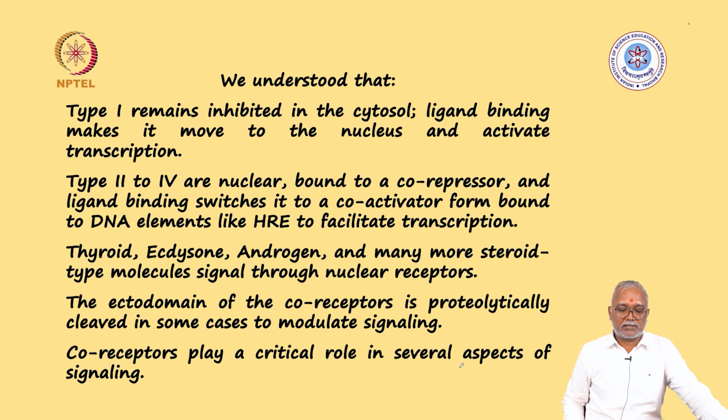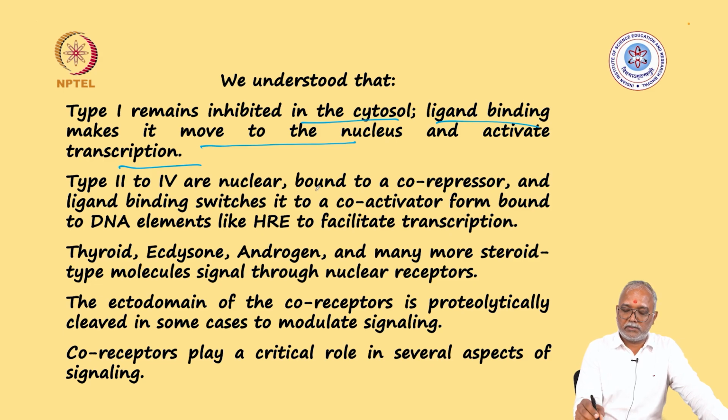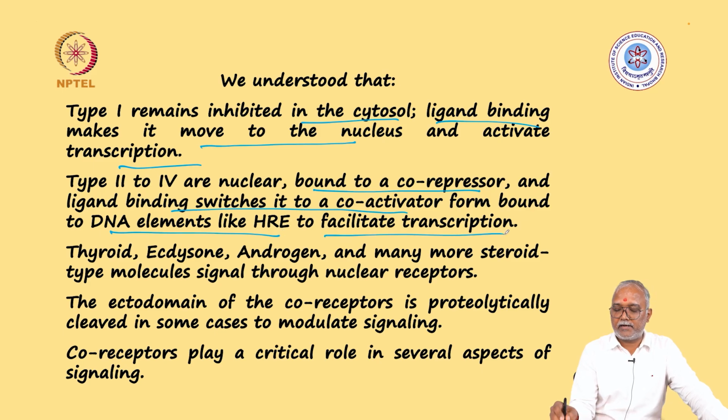So what we have understood in this class is that type 1 receptors remain inhibited in the cytosol. Their ligand binding makes them active, move into the nucleus and activate the transcription. Type 2 to 4 are nuclear receptors present always in the nucleus. They are bound to the co-repressor, thus they cannot activate the transcription. Binding of ligand switches it to the co-activator form, where it can bind to the DNA elements where it was already present and facilitate the transcription. The thyroid, ecdysone hormone, androgen, and many more steroid molecules signal through the nuclear receptors.